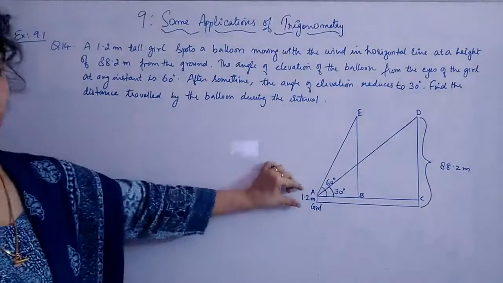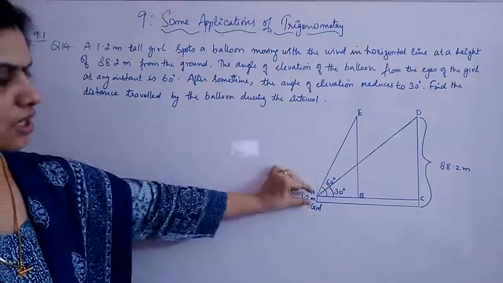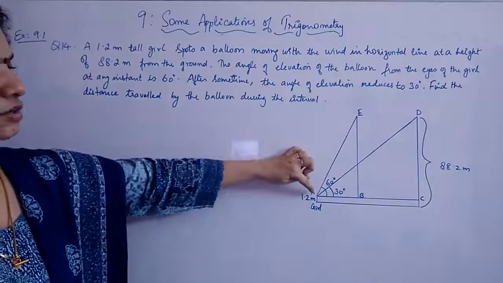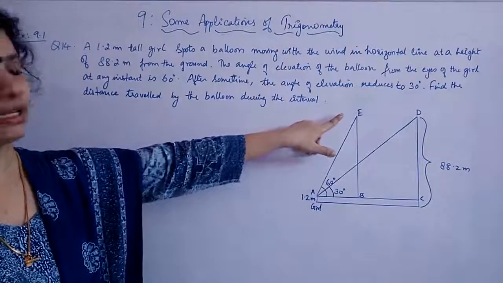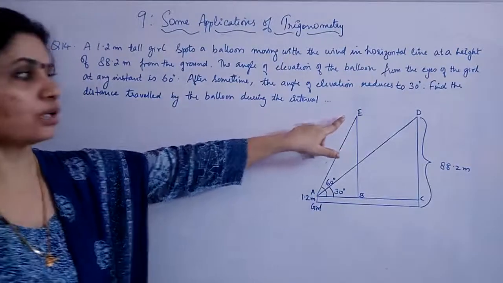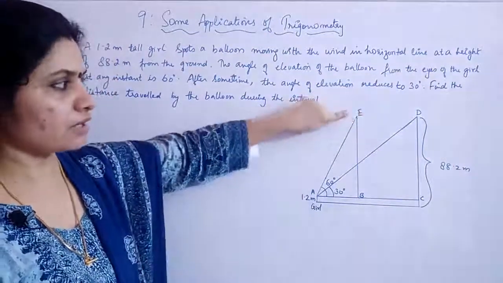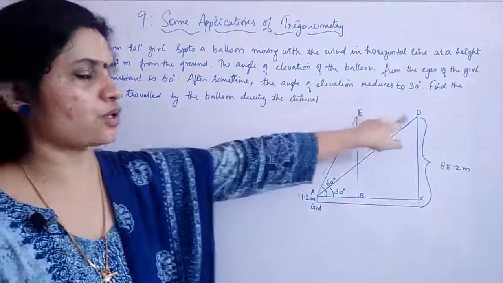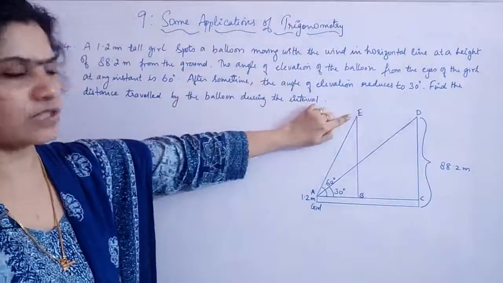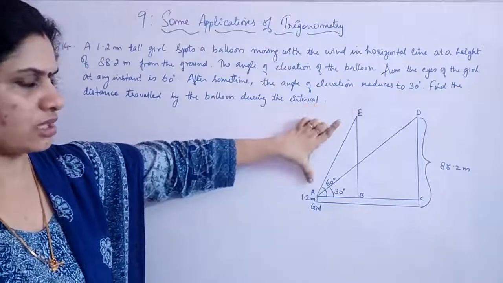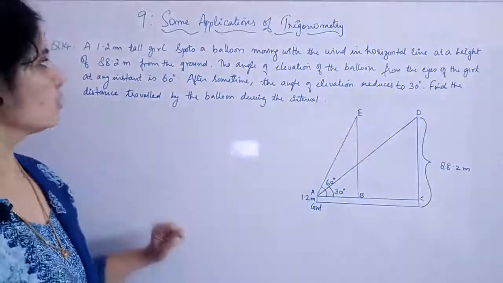So suppose this is the girl, 1.2 meter tall, this much, and this girl spots a balloon which is moving in a horizontal line, meaning this height is not changing. That means the balloon is just moving horizontally, not vertically up. So E is the first position of the balloon when she spots it at first, and then it is moving.